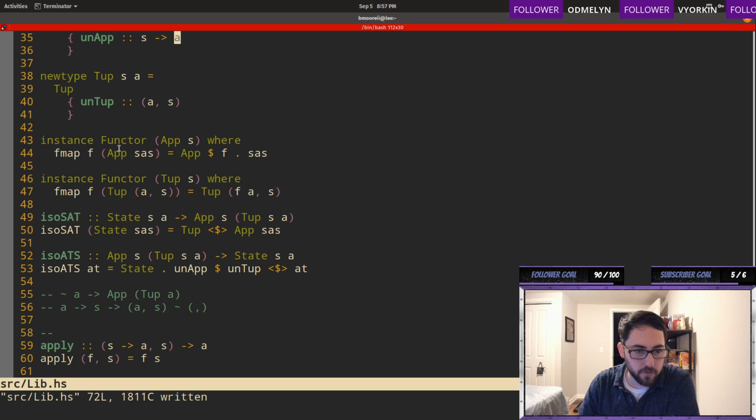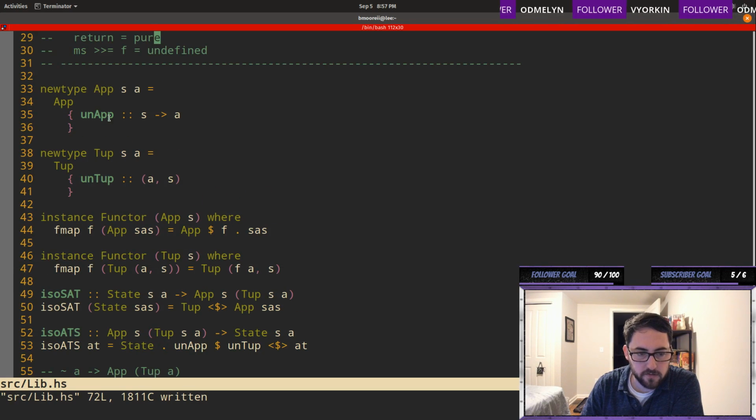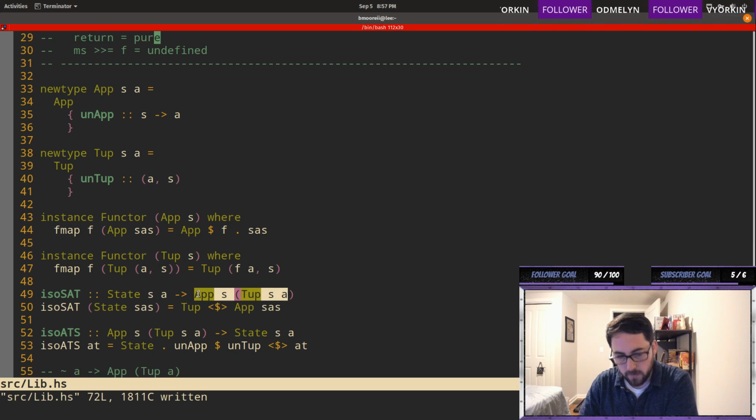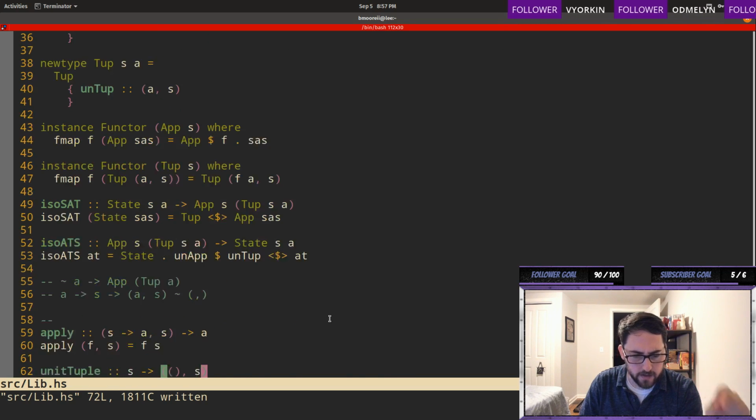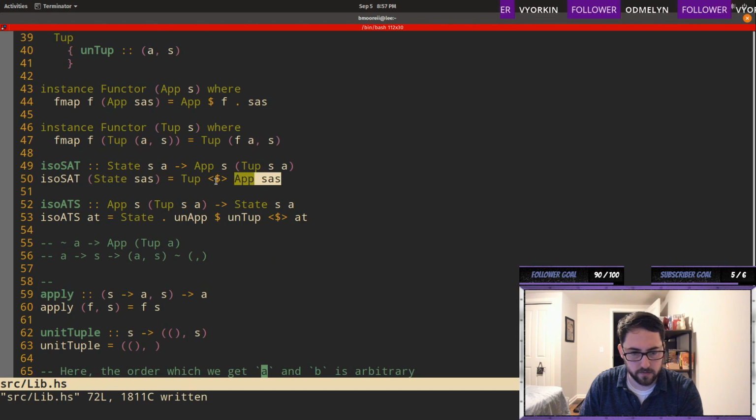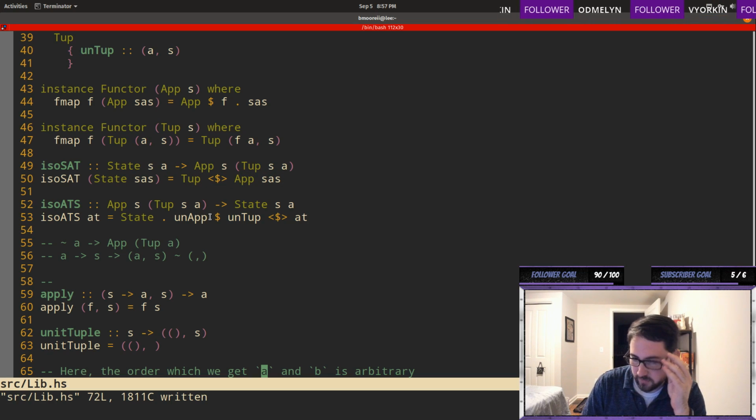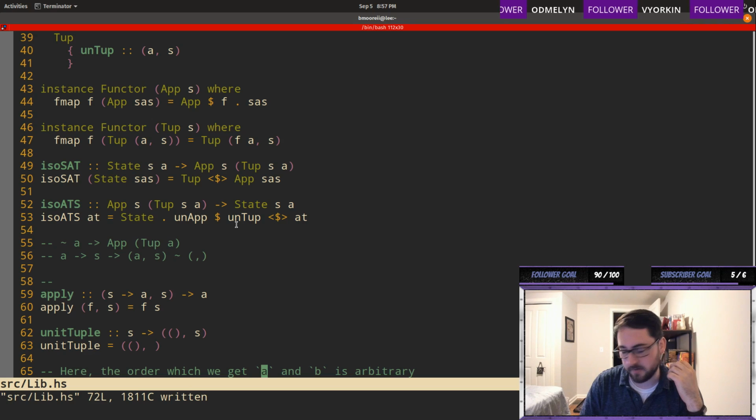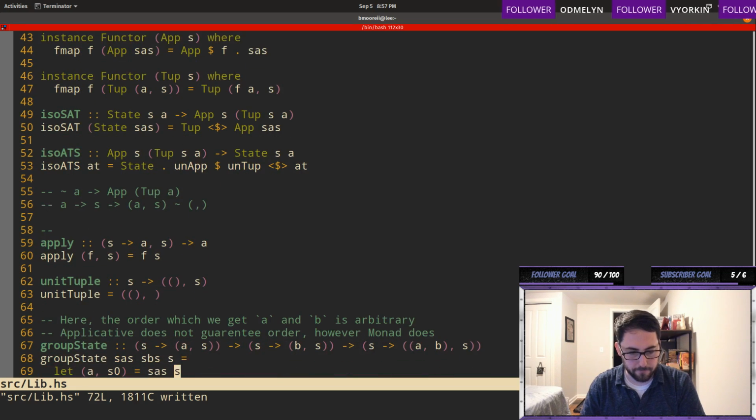Yeah, okay, so what we did is we wrote the functor instances for both of these, and now we're writing the isomorphisms between a state and an app with a tup inside of it, and the reverse. Essentially they look like this. They're actually pretty clean. If you have questions about these, feel free to ask me. I think I'm understanding what's going on here, but we haven't gotten to the point where we're actually implementing the functor instance. So hopefully we'll learn something when we do that.